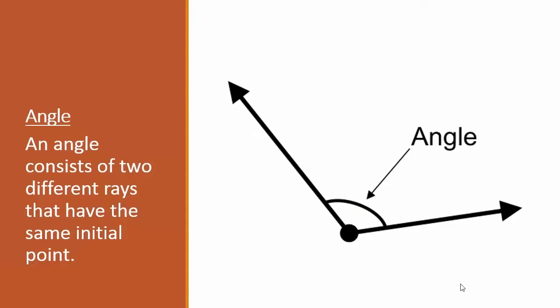Here are our vocabulary words. Our first word is angle. An angle consists of two different rays that have the same initial point. So remember, a ray has an initial point and then the line has an arrowhead that shows that it goes on forever and ever. When you have two rays together, as you can see over here, this is one ray and this is the second ray. And where these two rays meet, they create an angle.